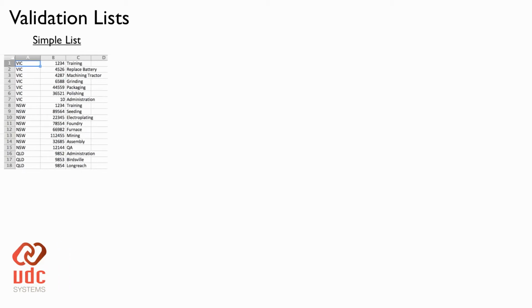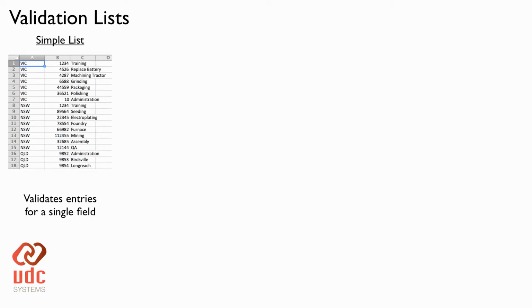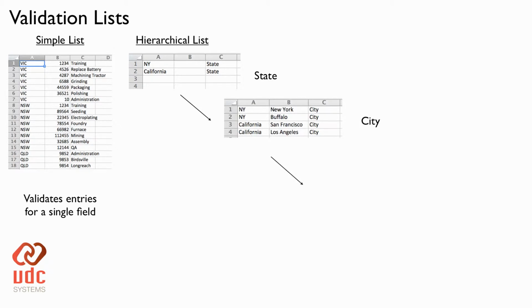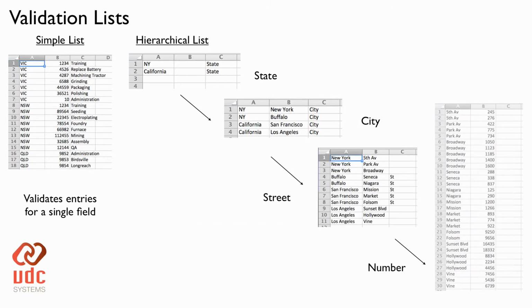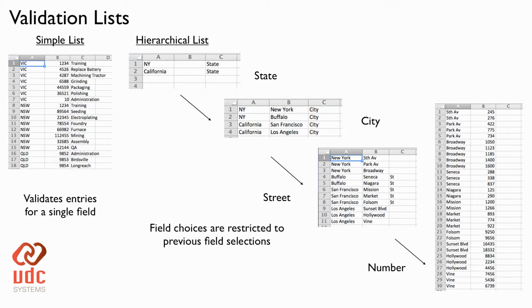A simple list comprises valid entries for a field being entered by the mobile user. This could be a job lookup, a task, or any list you may have. A hierarchical list is where lists are dependent upon each other, as in this example. In this state, city, street, number example, once a state is chosen, only valid cities within that state can be chosen for the city field, and so forth down through streets and numbers.